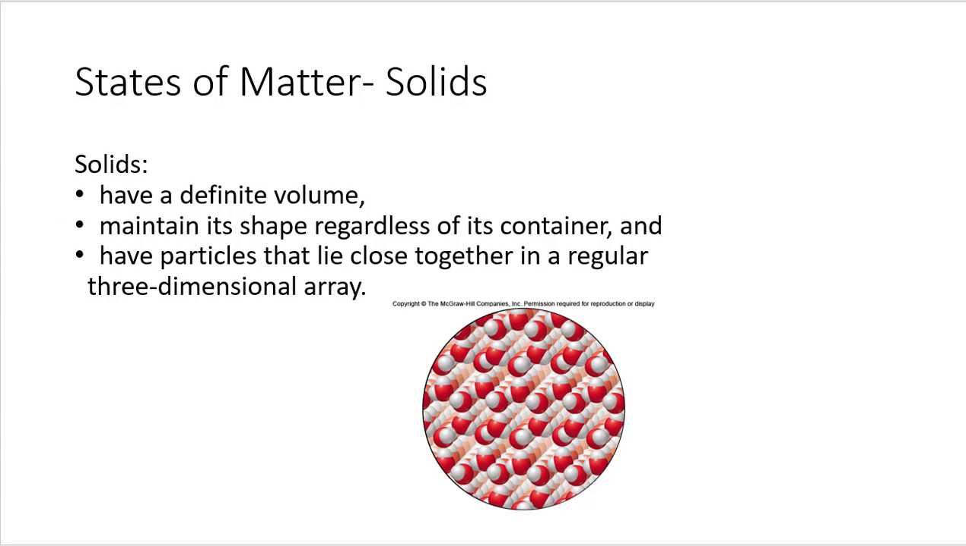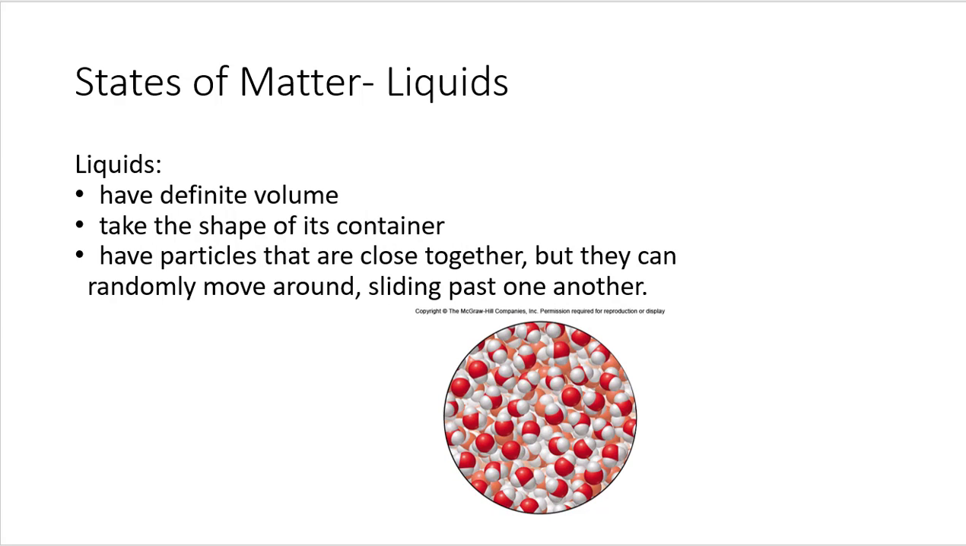If we heat up this ice, we go on to the next state of matter, which is liquids. Liquids still have a defined volume, but they can take up the shape of their container. If I now pour this liquid water into a container with a different shape, it would take on the new shape. These particles are still close together and in direct contact, just like with solids, but notice it no longer has its regular three-dimensional array. These things now have the freedom to randomly move around and slide past one another.